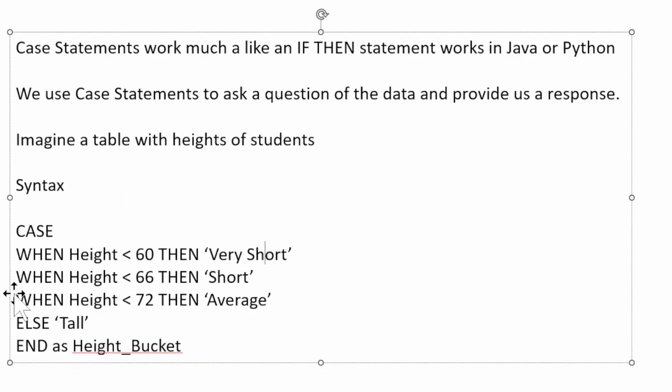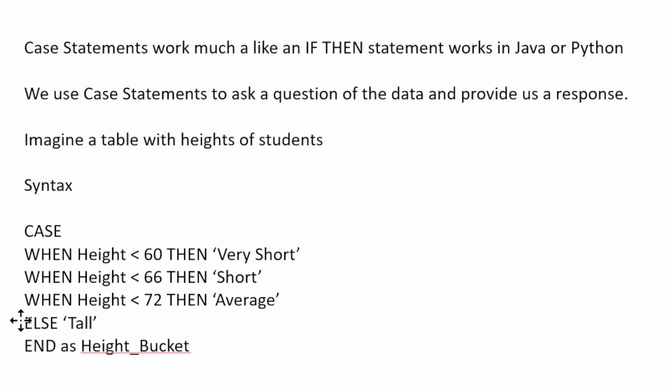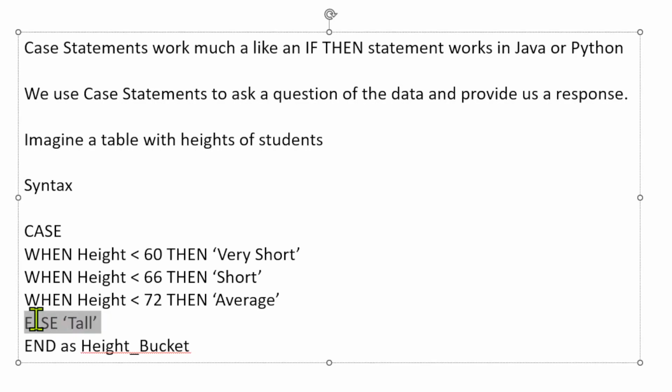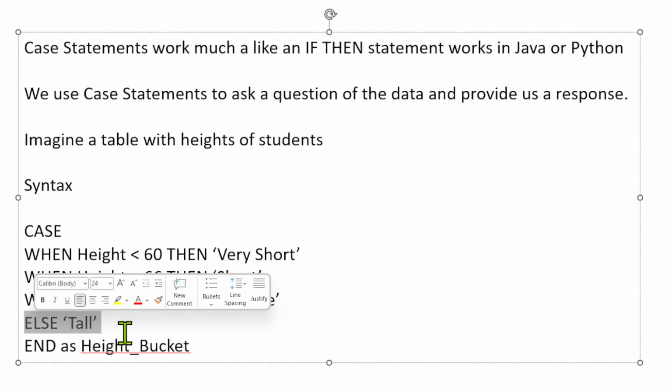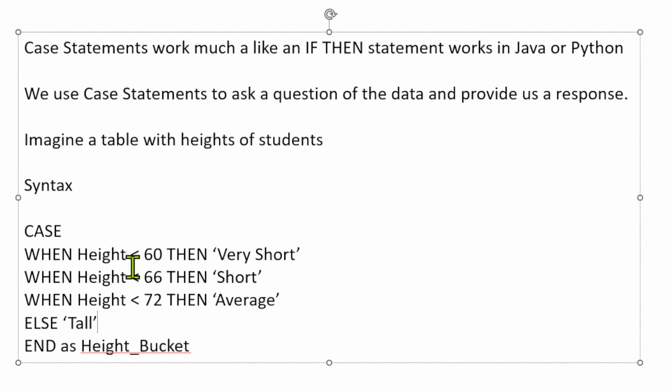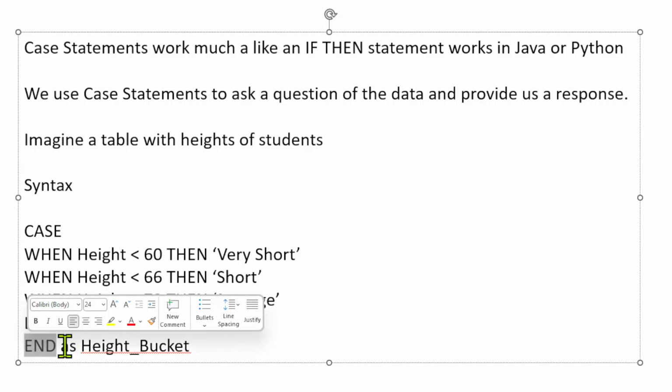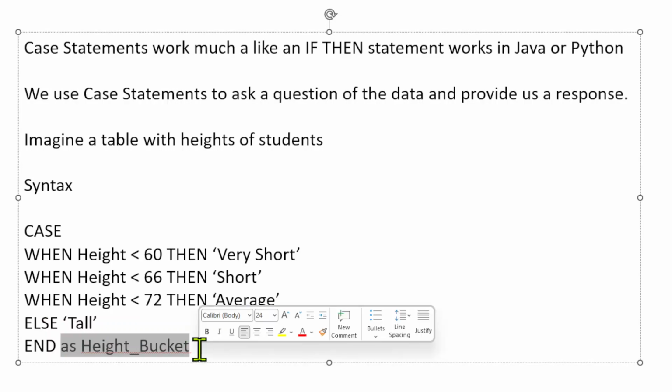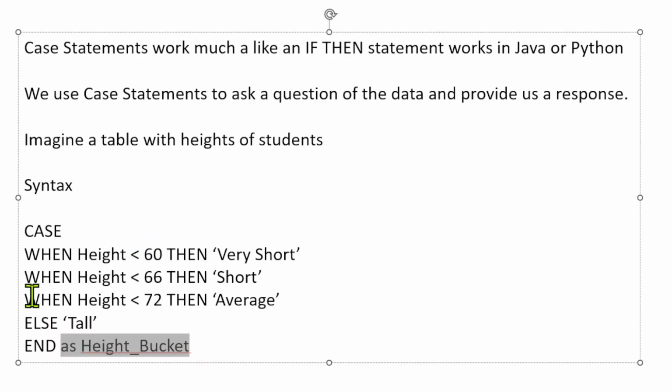Then after your whens, if you want, and this is not required, you can have an else statement. This is like a default. So if nothing else matches, you might say no valid data, whatever it is, that's what your else could be. And then you have to say end, and then this gives it a column name. So we're naming it.